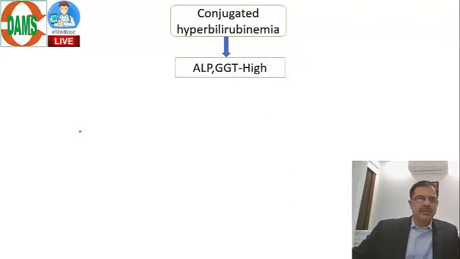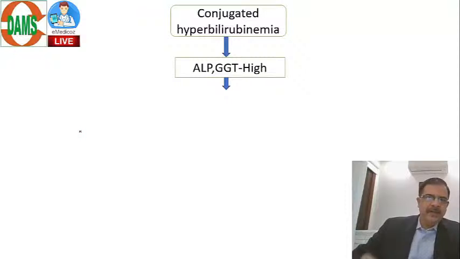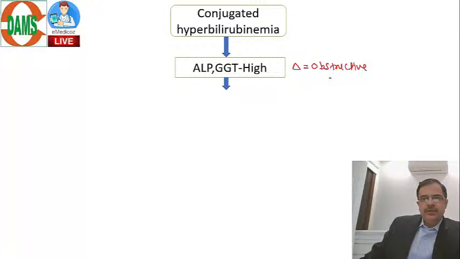So this will make a diagnosis of the common diseases. Now, conjugated high bilirubin. In this case, ALP and gamma GT are high. These are the levels which will be given to you. So our diagnosis here will be obstructive jaundice. Obstructive jaundice.